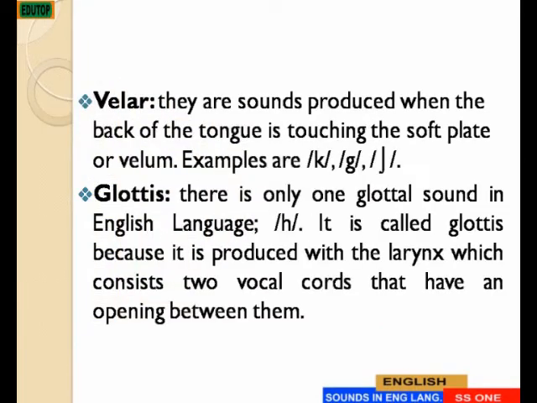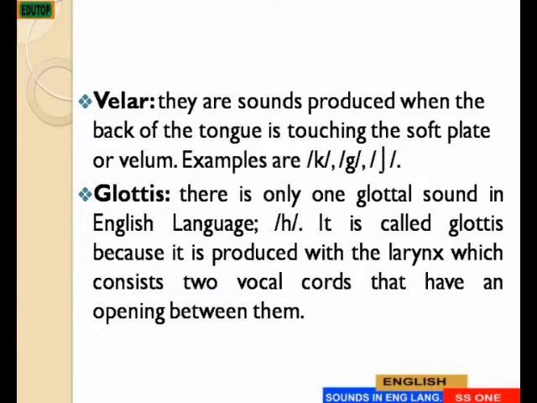The next one is velar. Velar sounds are produced when the back of the tongue is touching the soft palate or the velum. The soft palate is also referred to as the velum. Examples include k, g, and ng.